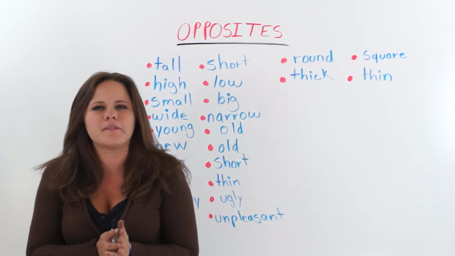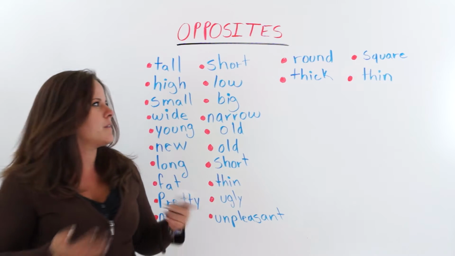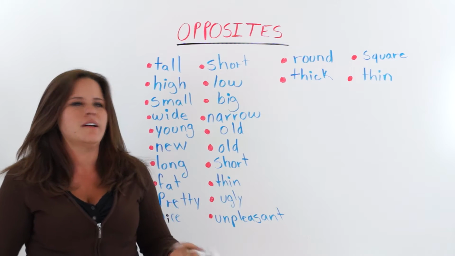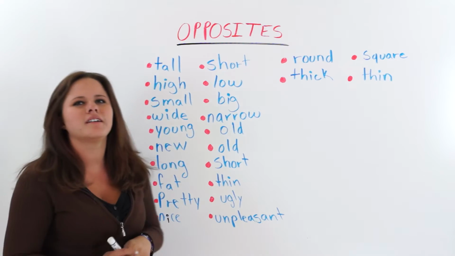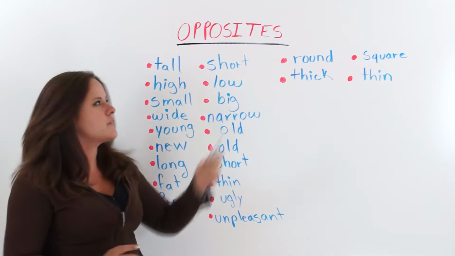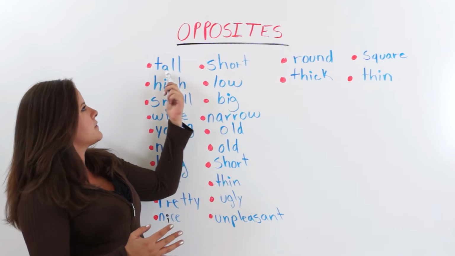Hey there folks, today we're going to talk about opposites, which are also adjectives, right? Something that describes something else or someone, okay? The first one is tall and short, right? Those are opposites. Tall is the opposite of short, and short is the opposite of tall.